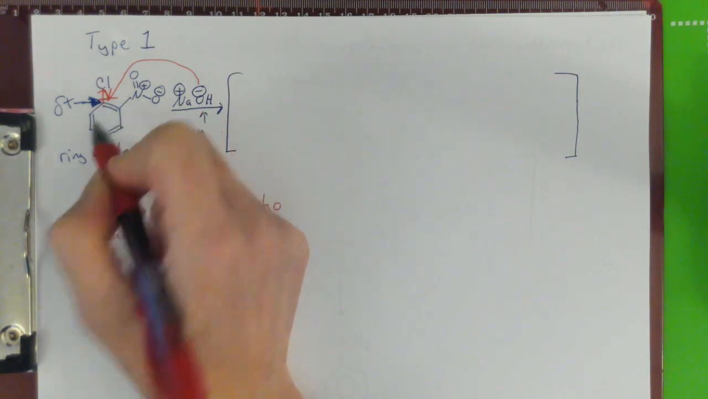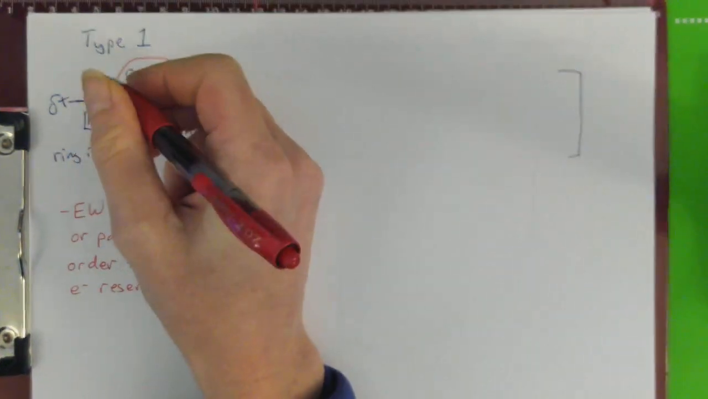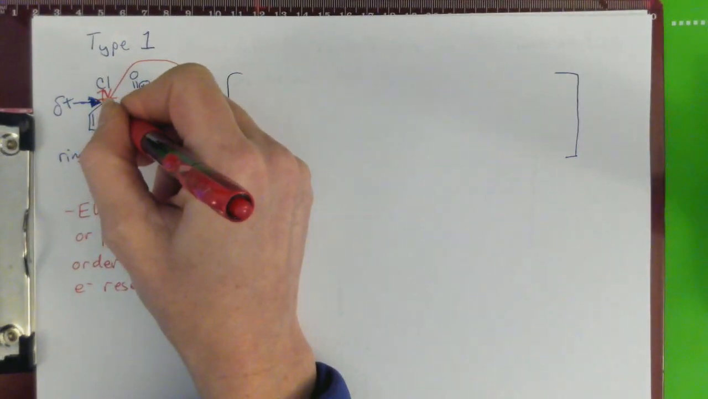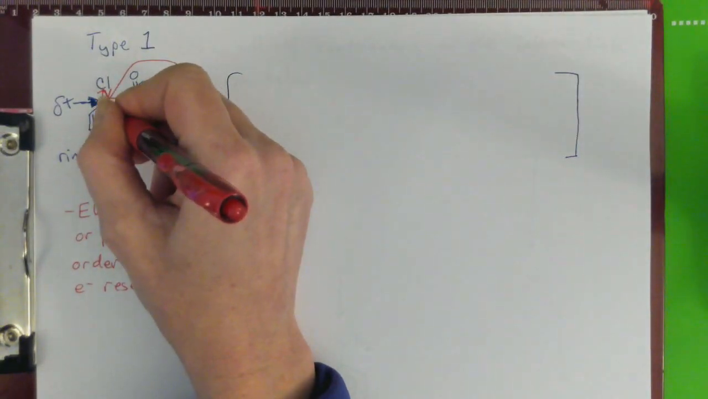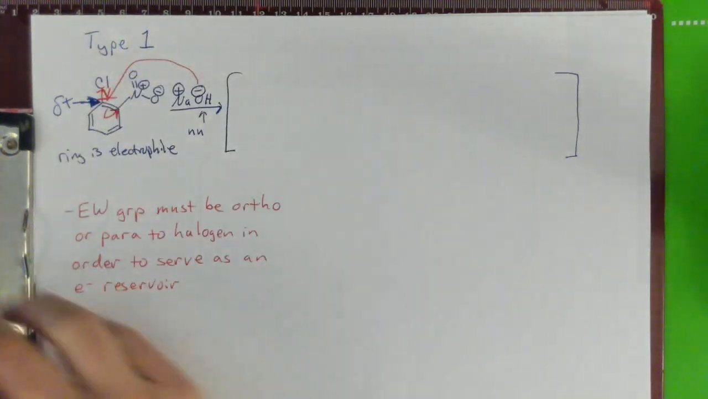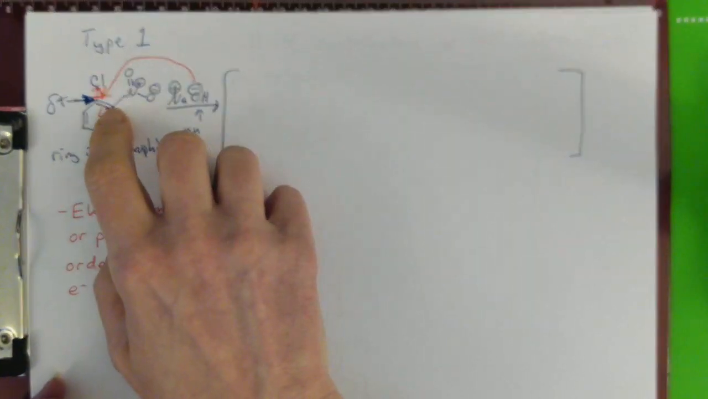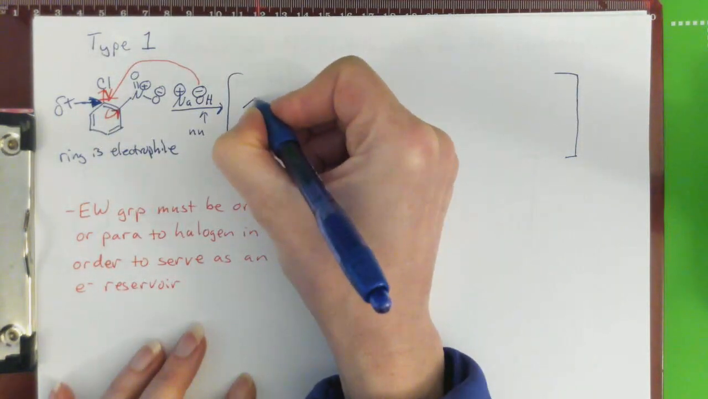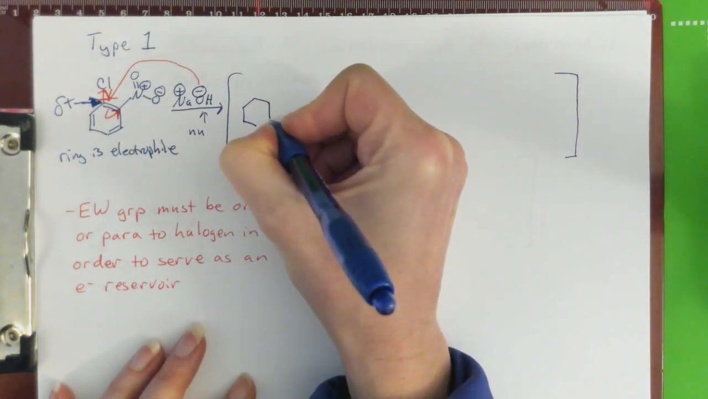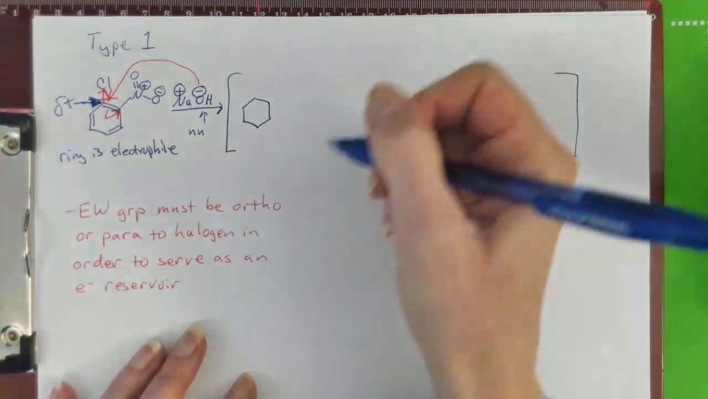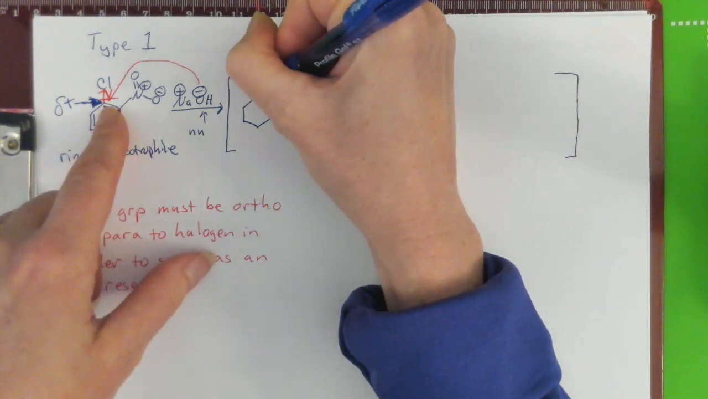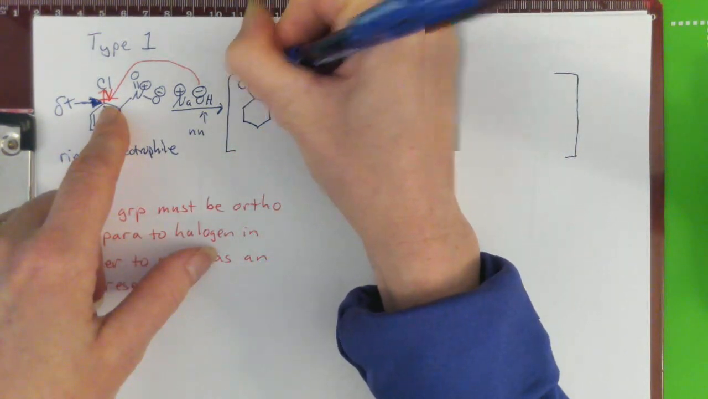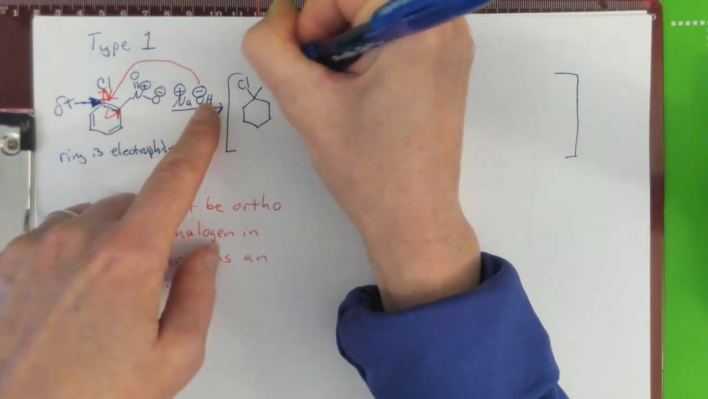And then we can't violate the octet rule. So what I'm going to do is go ahead and bump this pair of electrons here on this carbon that also has a partial positive charge on it initially from the nitro group. And I'm going to draw a resonance stabilized intermediate here. So what do we have? We have the chlorine attached here. I have also the hydroxide.